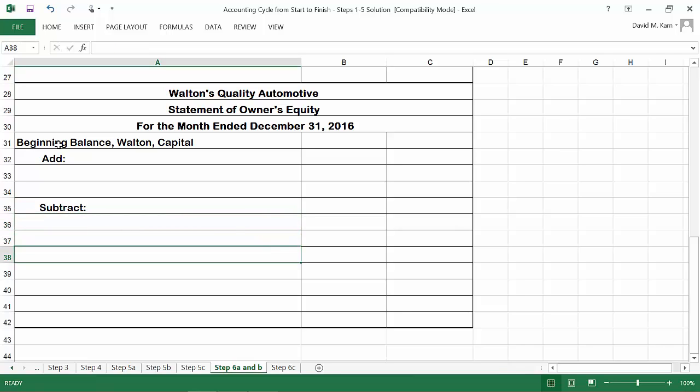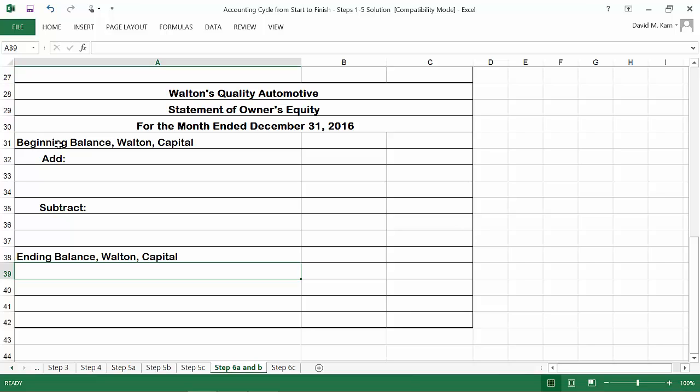And then that yields our ending balance of the Walton capital account. Okay, so now here's what we have to be careful of. You want to make sure that you understand that you have multiple things to look at here. Now let's go back to our initial thought in this problem.